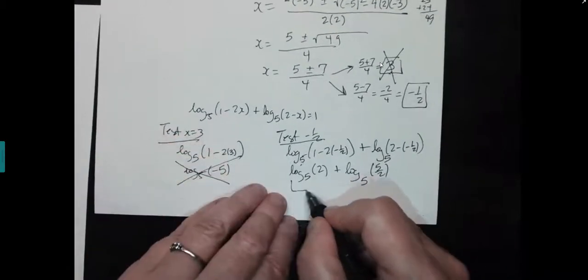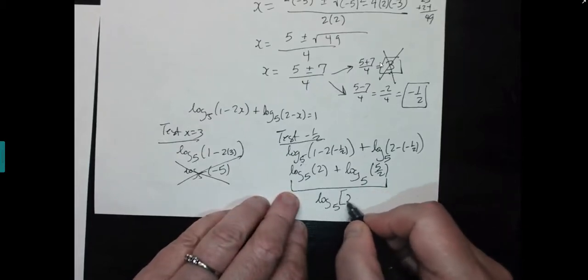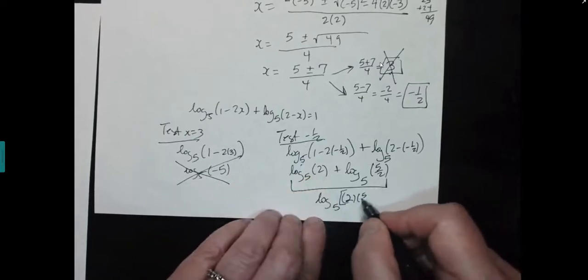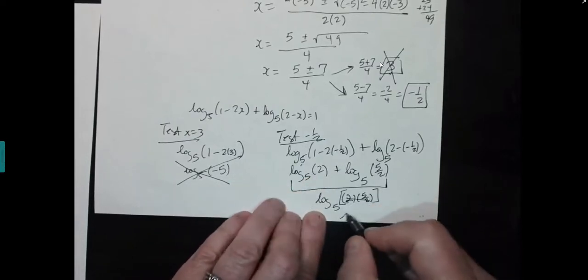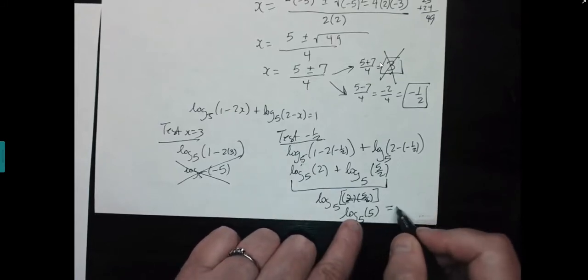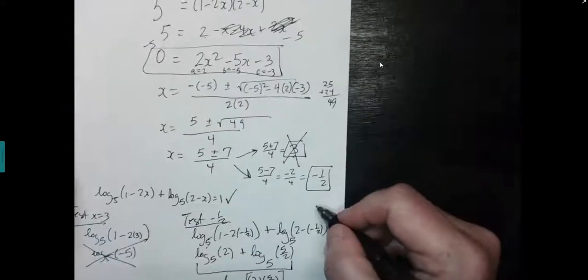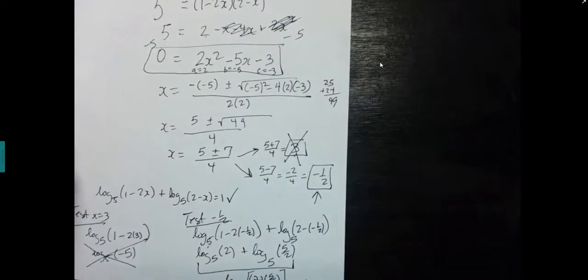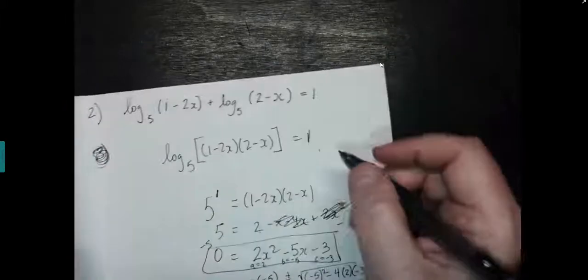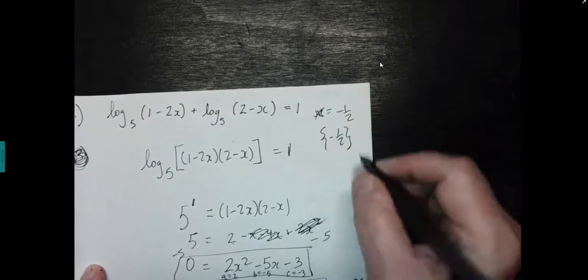And now I can put these two together using the multiplication rule into a single logarithm. And I'll have 2 times 5 halves. The 2's cancel. And I get that. And when the base and the argument are the same, you get the number 1. And that checks out. So I do have a solution. The solution is x is equal to negative 1/2. Or sometimes it'll write the solution like that. That's my solution for that second one.